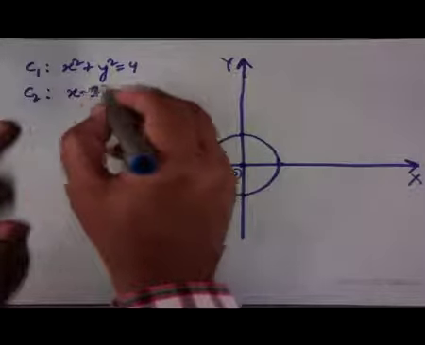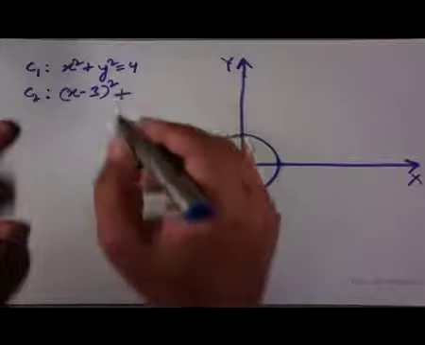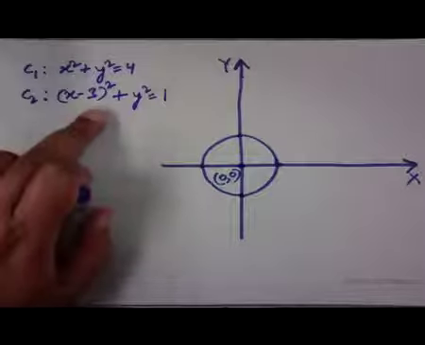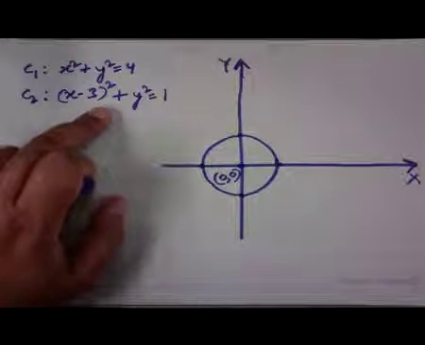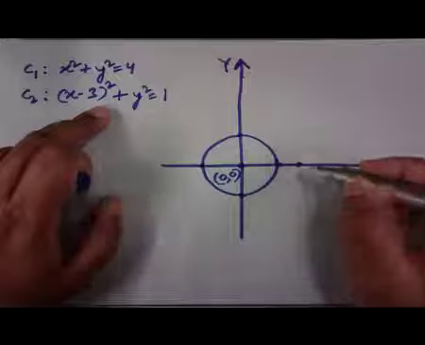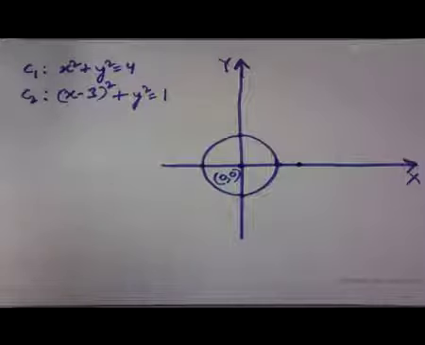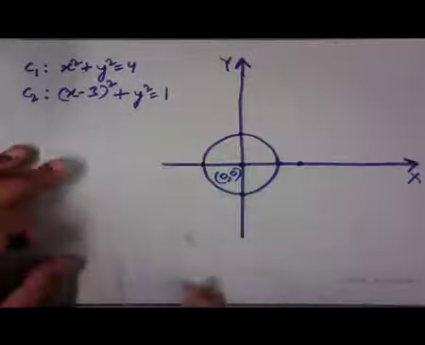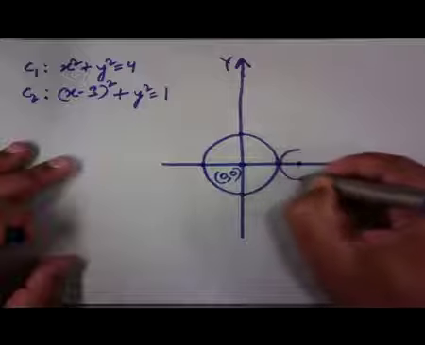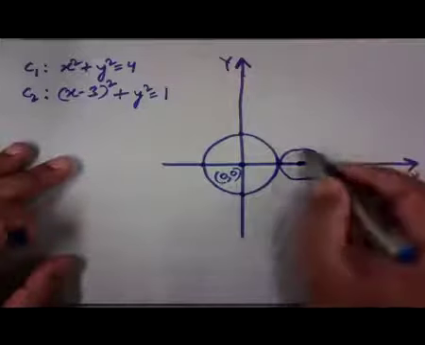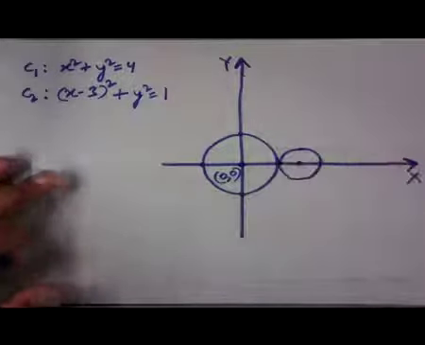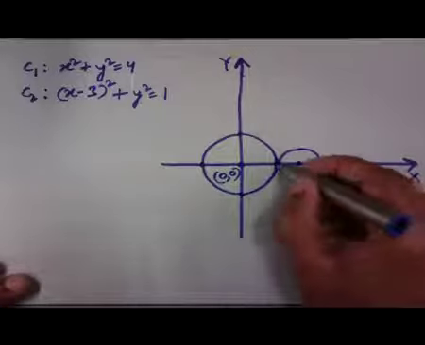whose equation is given by x minus 3 whole square plus y square equals 1. So, obviously, this circle has a center at 3 comma 0, which is here, and has a radius equal to 1. So, this is the other circle C2. As we can see, both these circles are going to touch each other at this point, which is 2 comma 0.